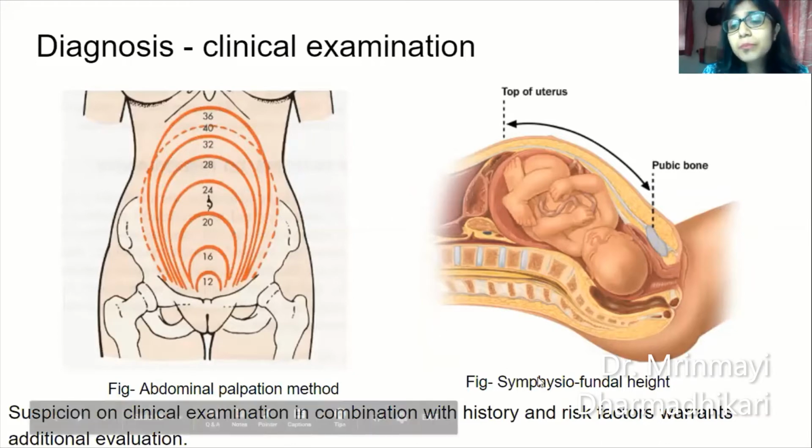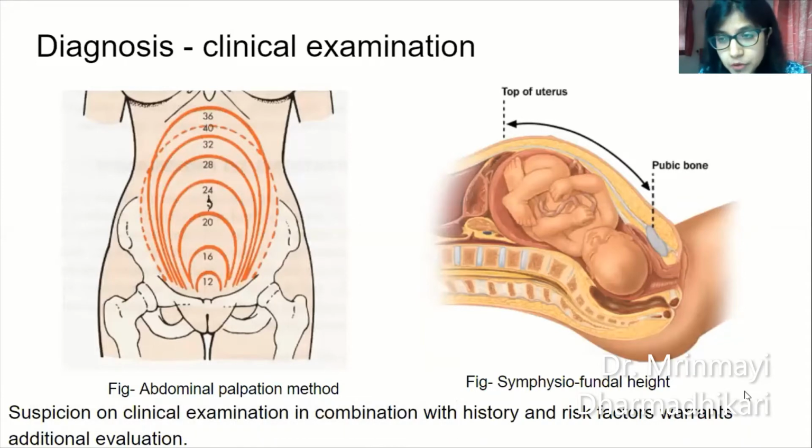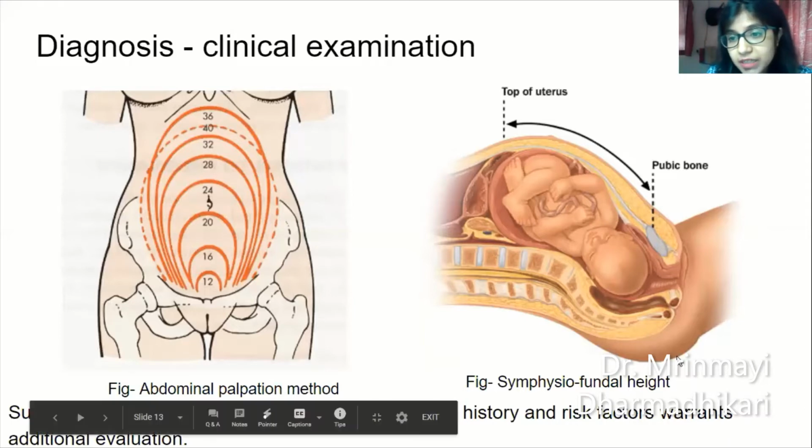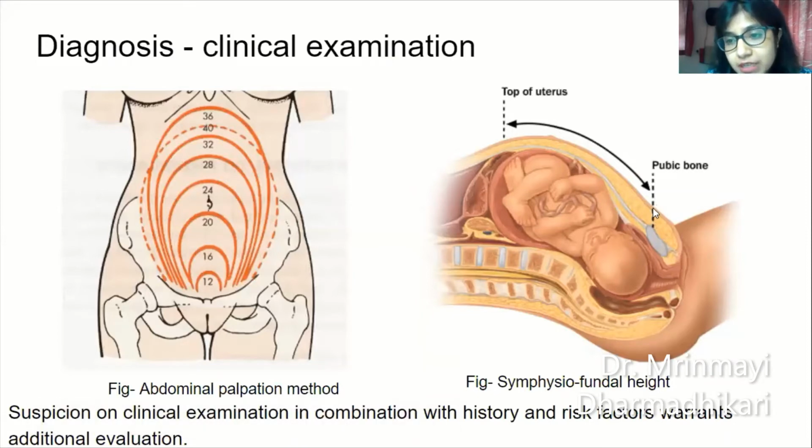Measurement of symphysiofundal height, remember, the patient should be in supine position. The bladder should be empty. The 0 centimeter mark of the tape should be placed on the upper margin of the symphysis pubis.